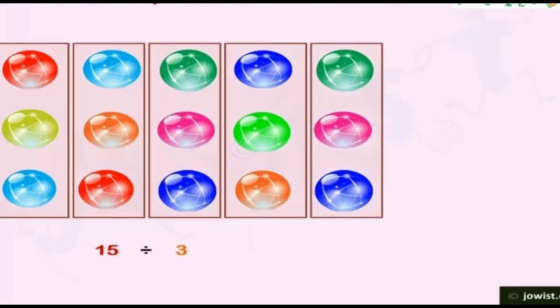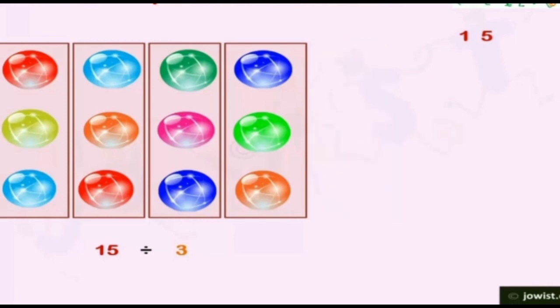Let's take another example. Children, look at the marbles. Here we have 15 marbles and we have to divide these marbles into groups of 3 by repeated subtraction. For that, first we can group these marbles, each group containing 3 marbles. Now let's start the subtraction. Here we have total 15 marbles and each group has 3 marbles. So first we can take one group away.